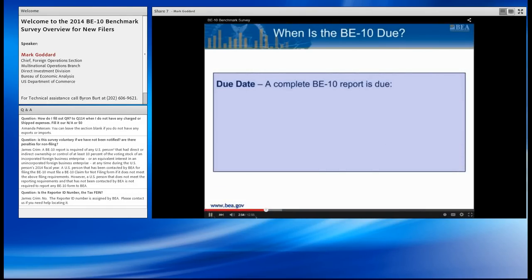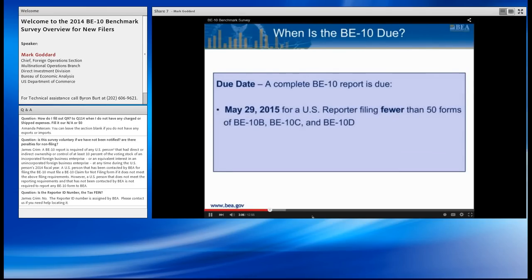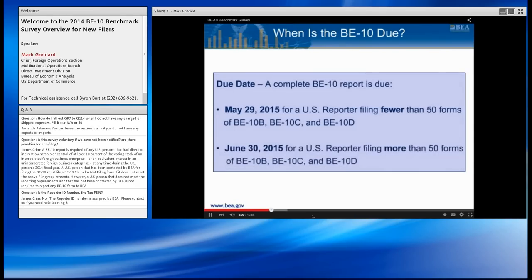The due date of the BE10 depends on the number of BE10 B, C, and D forms the U.S. reporter is required to file. A U.S. reporter filing fewer than 50 forms has a May 29th due date. A U.S. reporter filing more than 50 forms has a June 30th due date.